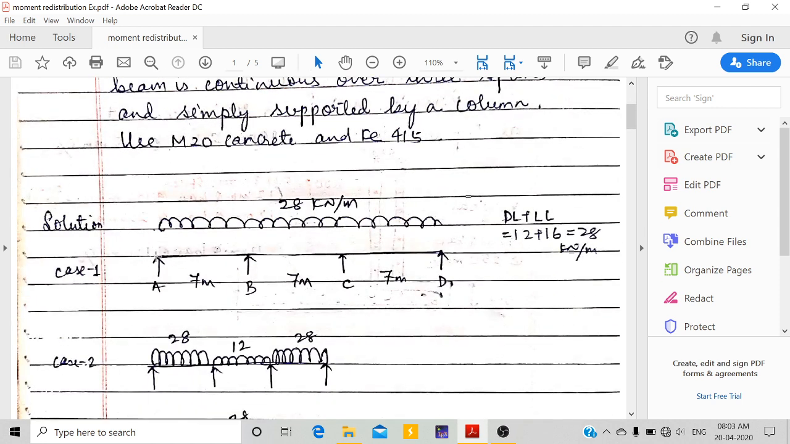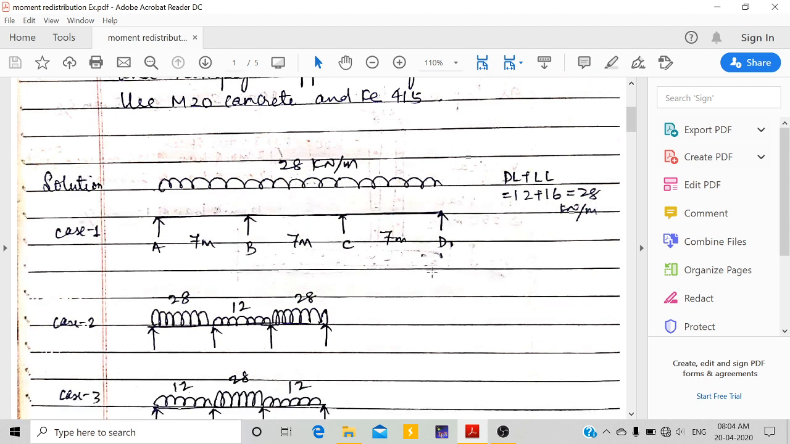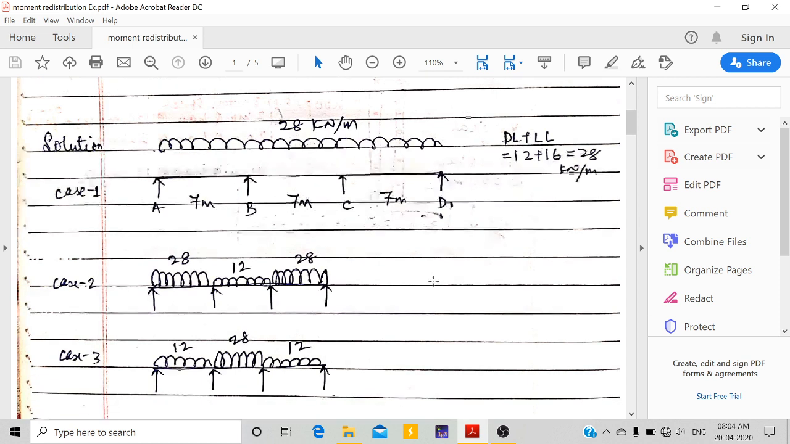So there are 3 spans of 7 meter. I have named the supports as A, B, C, D. And this is the UDL. So dead load plus live load is 12 plus 16, 28 kilonewton per meter. This is the first case. If you refer to IS 456, they have told that we have to solve for different cases, and where the maximum moment is, for that case we have to consider. So for case 1, the whole load is there.